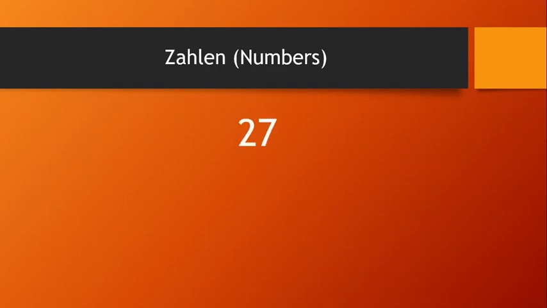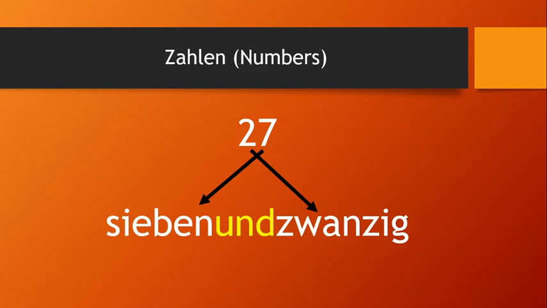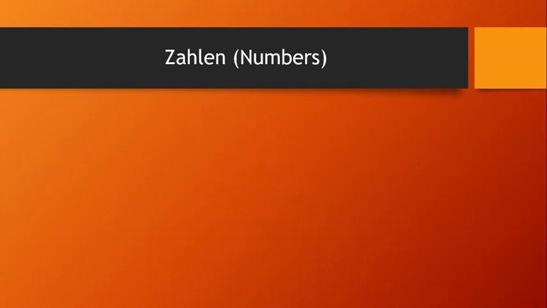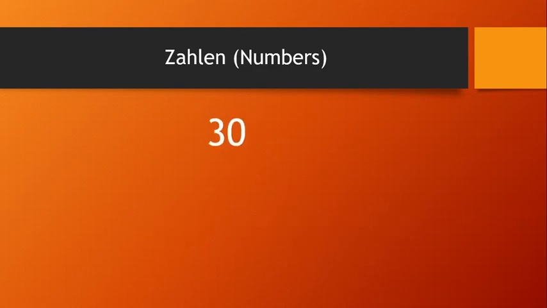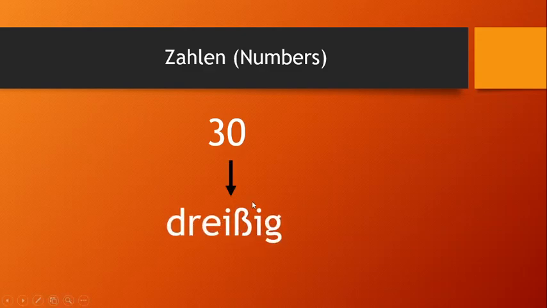Number 27. So number 7 is sieben. Siebenundzwanzig. 28. So acht would come first. Acht. And then zwanzig. Achtundzwanzig. 29. It's neun. Neunundzwanzig. Next number 30. 30 would be dreißig. Yeah, this dreißig.